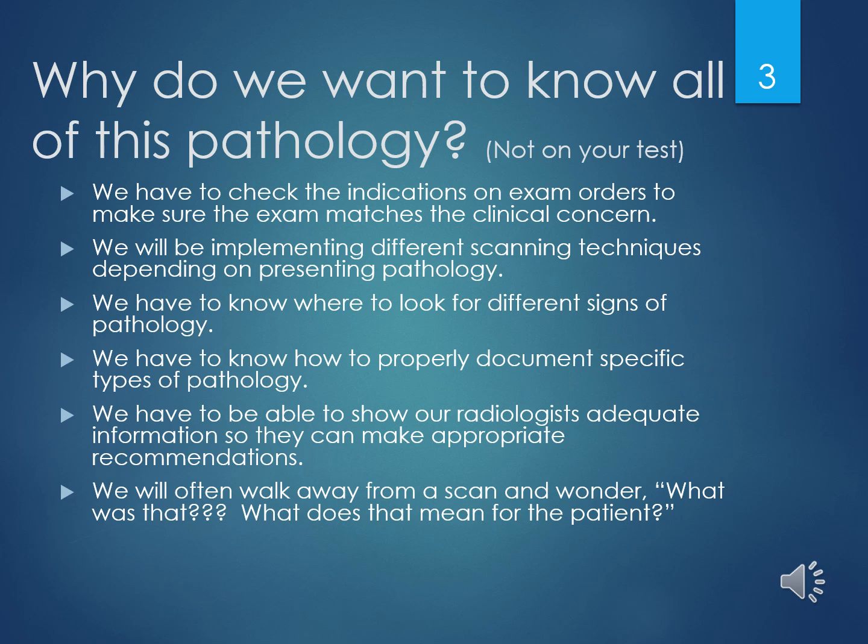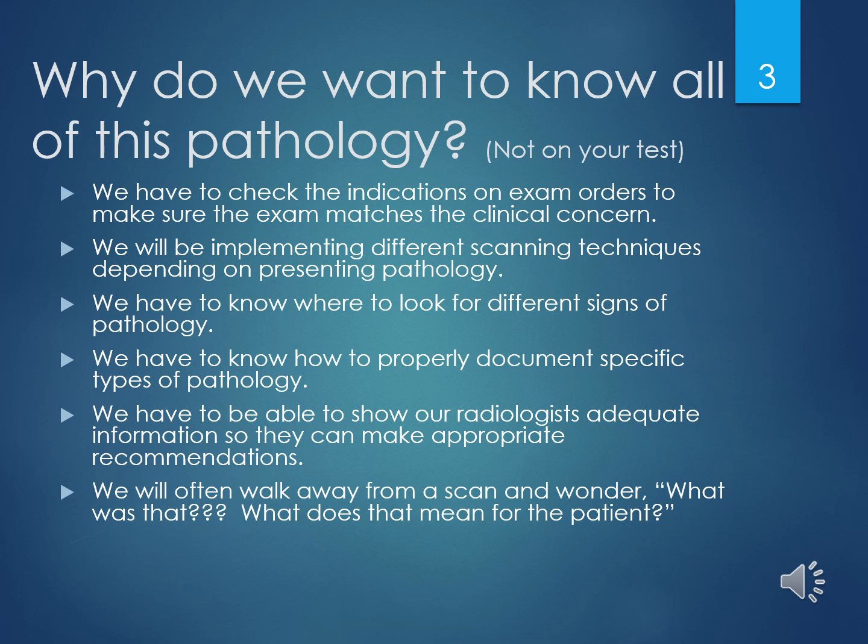We have to know how to properly document specific types of pathology. We have to be able to show our radiologists adequate information so they can make appropriate recommendations. If you read a RAD report, it's going to list the findings, and then it's going to say what the radiologist thinks is going on. They're the ones that give a differential diagnosis, and then based off of that, they'll give recommendations, and their recommendations might be something like repeat ultrasound in 6 months, see if anything's changed, if the area grows. It might be do some additional imaging, like try a CT or a CTA or an MRI or something like that. It could be recommend biopsy.